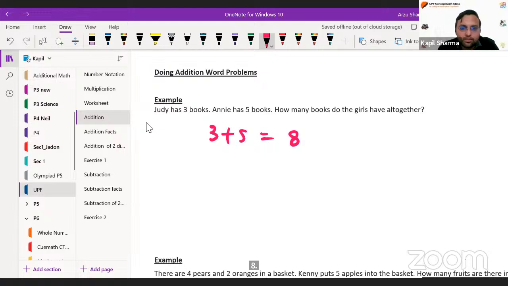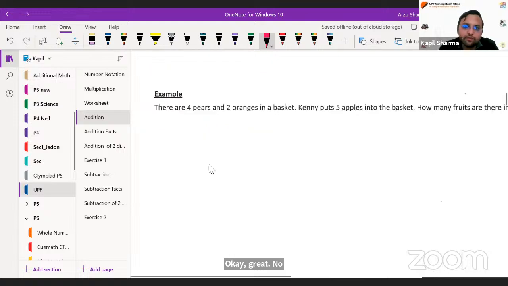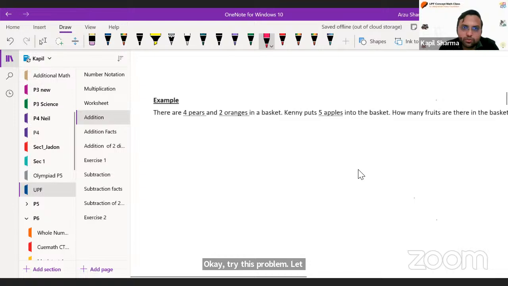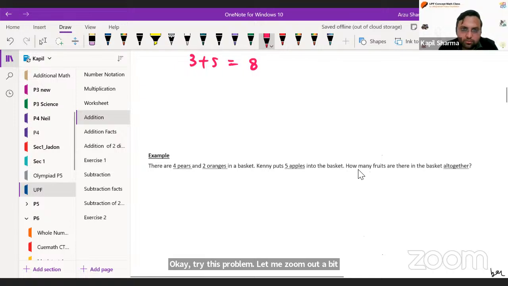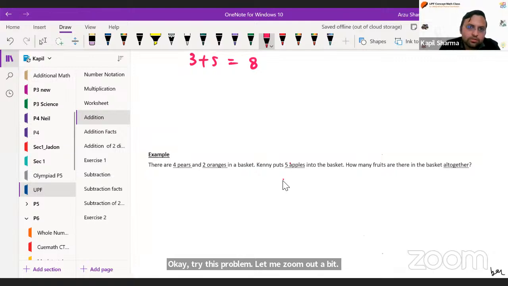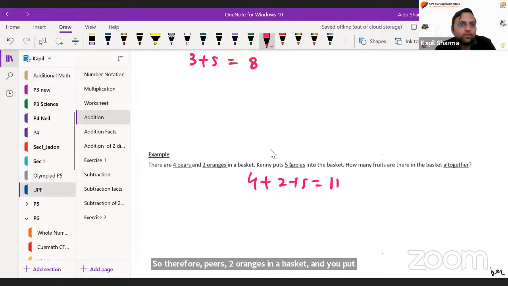Okay, great. Now next we have, try this problem. Let me zoom out a bit. So there are 4 pears, 2 oranges in a basket, and he puts 5 apples. So total, it's 4 plus 2 plus 5, which is equal to 11. Okay, fine. So this was pretty basic.